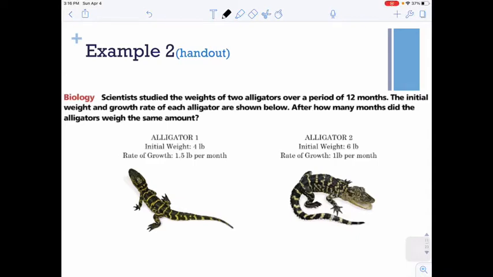Section 4.1 Example 2 says scientists studied the weights of two alligators over a period of 12 months. The initial weight and growth rate of each alligator are shown below. After how many months did the alligators weigh the same amount? Alligator 1 had an initial weight of 4 pounds with a rate of growth of 1.5 pounds per month. Alligator 2 had an initial weight of 6 pounds with a rate of growth of 1 pound per month.